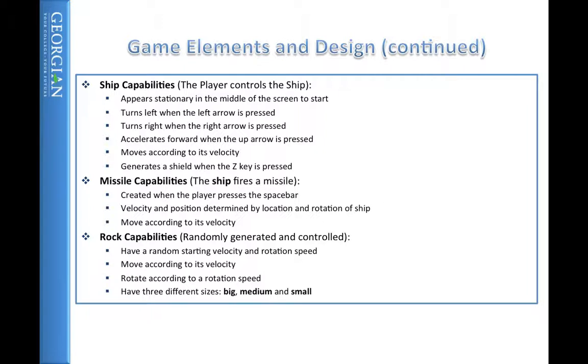Rock capabilities, okay? We have a random starting velocity and rotation speed, right? So the speed and the angle that they're flying in are all random. It moves according to its velocity. It rotates according to a rotation speed. Remember, rotating is rotating around itself, so it actually physically rotates like a rock moving. It makes it look more realistic as it rotates. And they have 3 different sizes: a big rock, a medium rock, and a small rock. These are all symbols that are a part of your asset library, if you will.